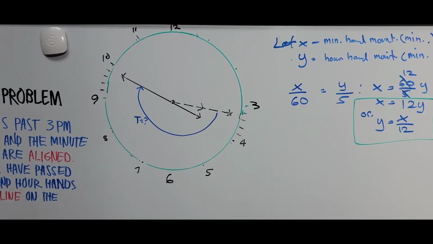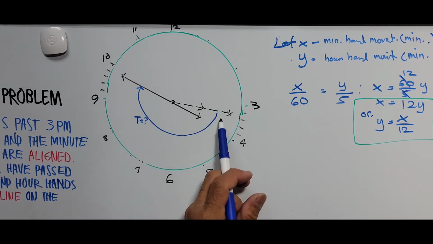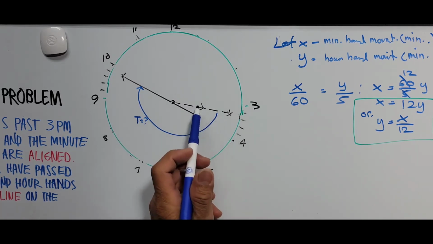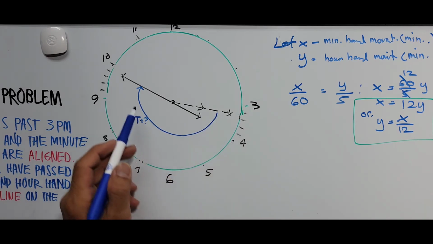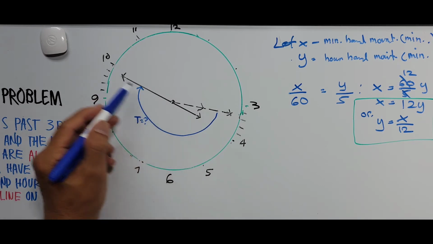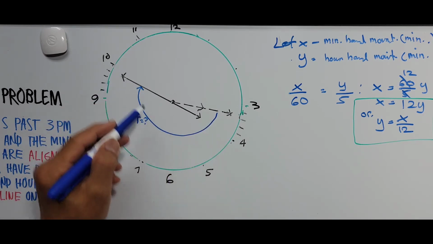Now if we go back to the illustration on our analog clock on the board, the time being asked here is from when they coincided on one line right here, to when both hands are on a straight line. So from here to here.